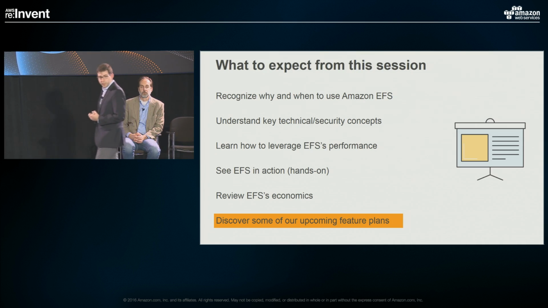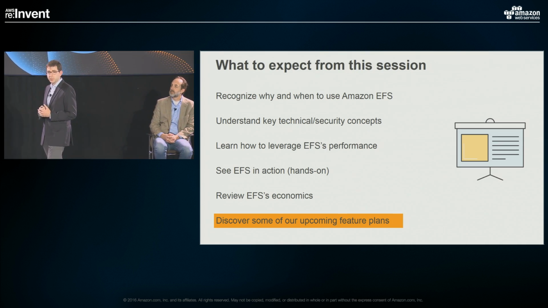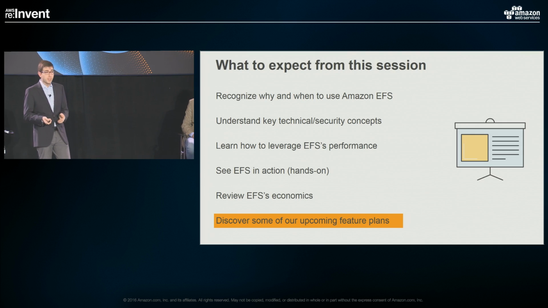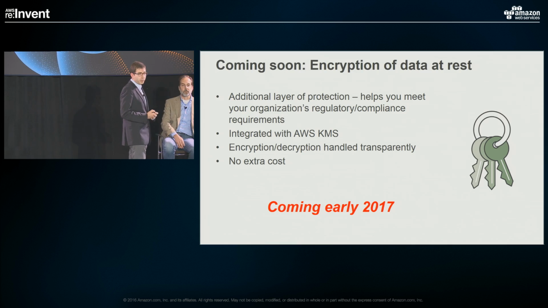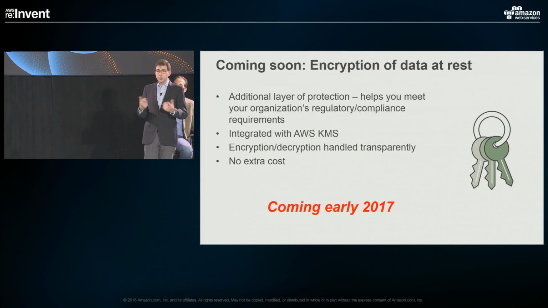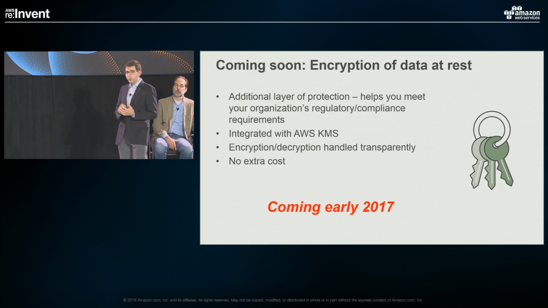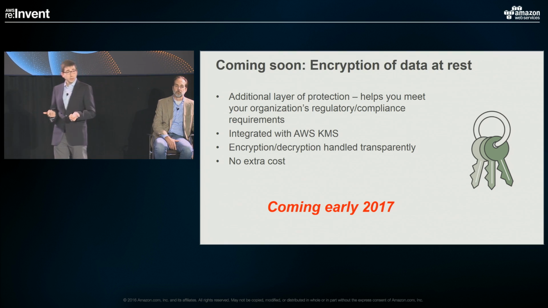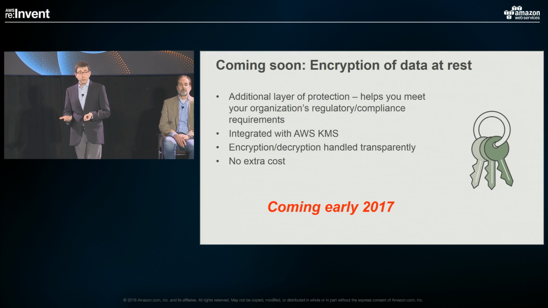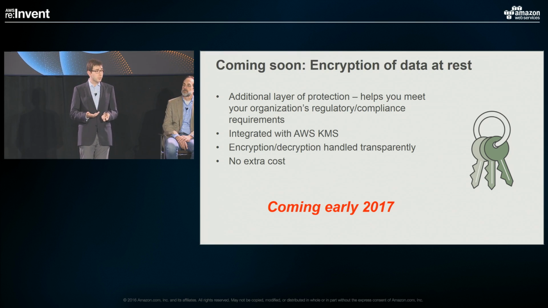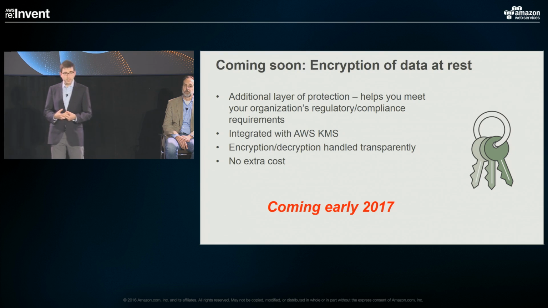And now I'd like to talk about some upcoming features and announce a feature that's available today. So first of all, we are releasing soon encryption of data at rest. And what that will do is it provides an additional layer of protection for your data and helps you meet your organization's regulatory and compliance requirements. And our encryption of data at rest will be fully integrated with AWS KMS, or Key Management Service, so you can manage the keys that you're using to encrypt and decrypt your file data.